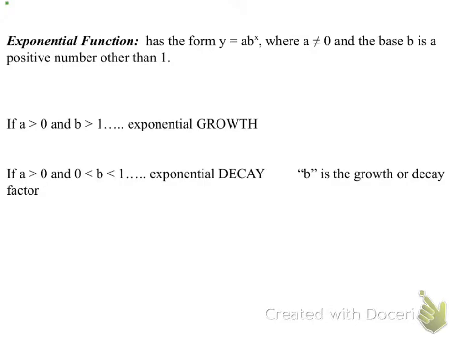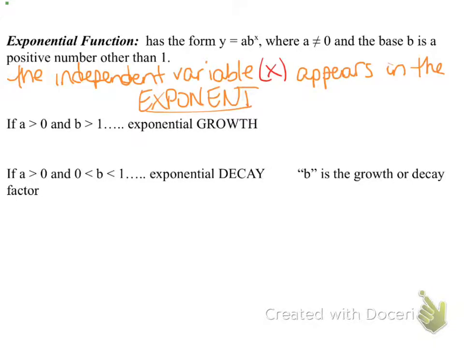So an exponential function has the form y equals a times b to the x, where a can't be equal to 0, because if a was equal to 0, we'd have y equals 0, and b has to be a positive number other than 1, because if b was just 1 and we raise 1 to a power, we still get 1. So basically, an exponential function is where the independent variable x is going to appear in the exponent. Every other time we've had numbers as the exponent, but we've never had a variable as the exponent.